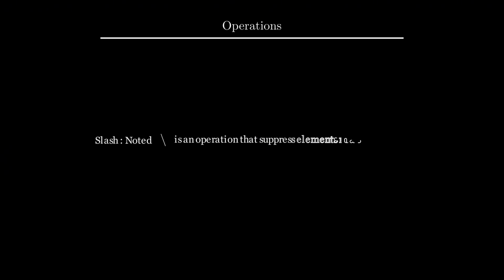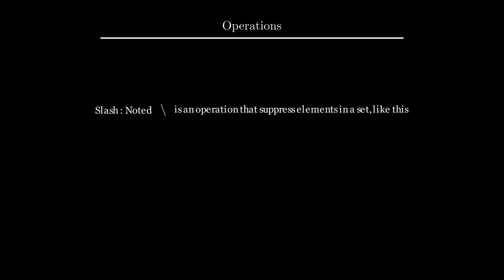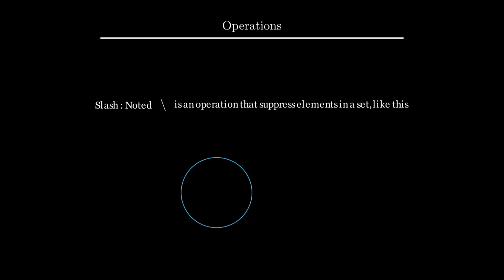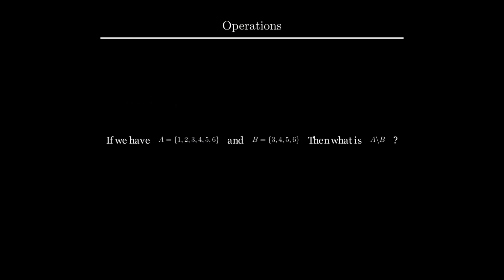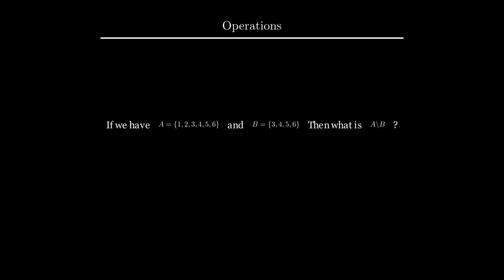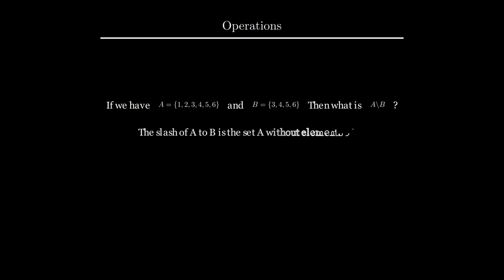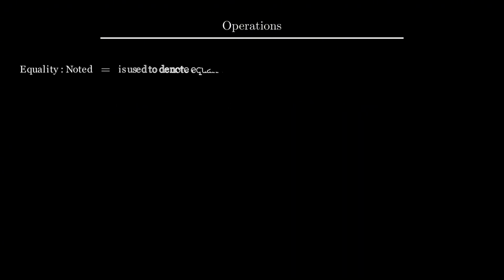There is also the slash, and it is used to suppress elements in a set, like this. You take a circle, and then you take off a part of it. It is actually the same thing with sets. If we got a set A and B, if I decide to do A slash B, it will mean to take off from A all the elements that are in B. So it will give us only 1, 2, and 3.